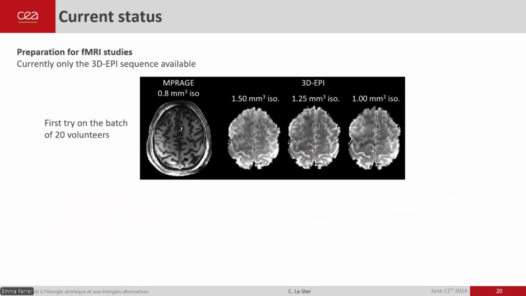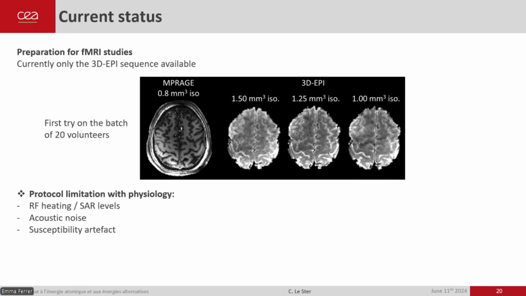We are also getting ready for fMRI studies. For now, we have only the 3D EPI sequence available. We were able to test it on a few subjects of the PREM cohort. You see the images here at different resolutions. We were quite happy with the results. So it looks encouraging. And our protocols for fMRI experiments will be strongly limited by the physiology.